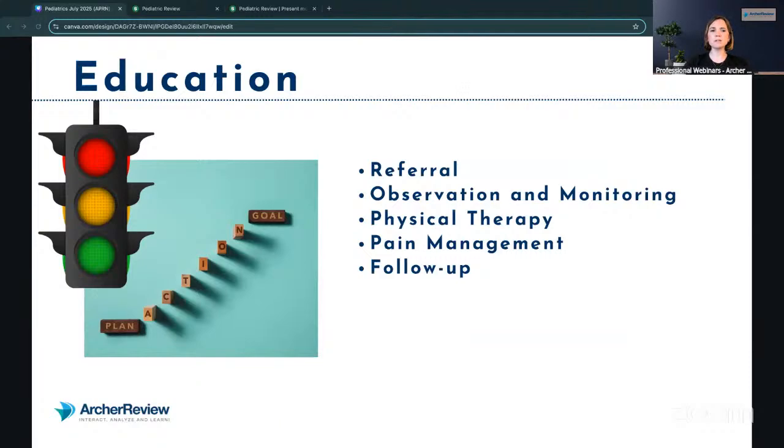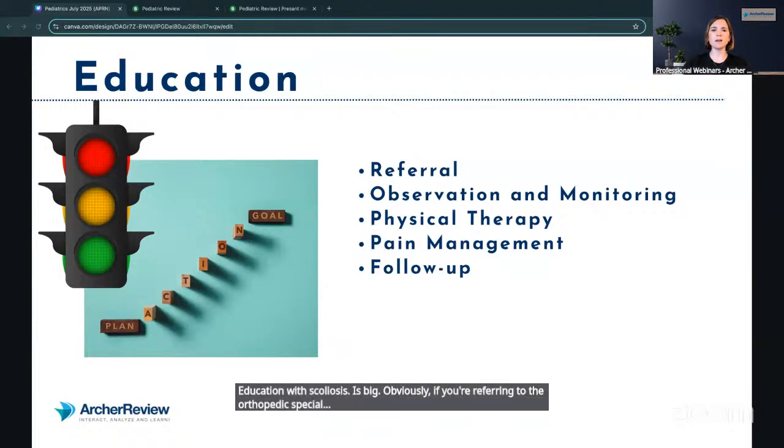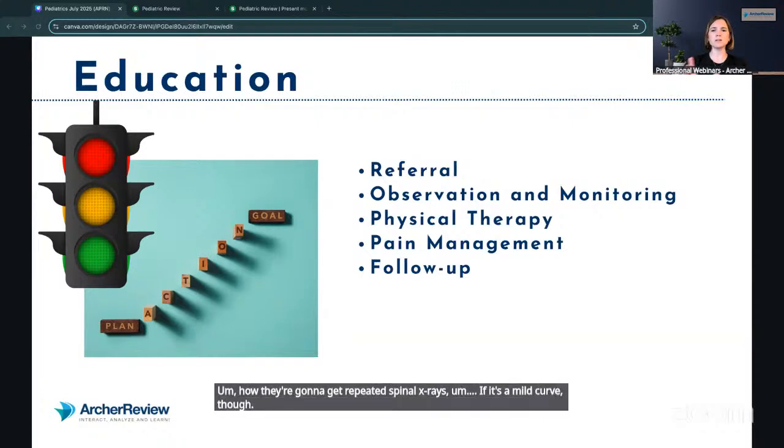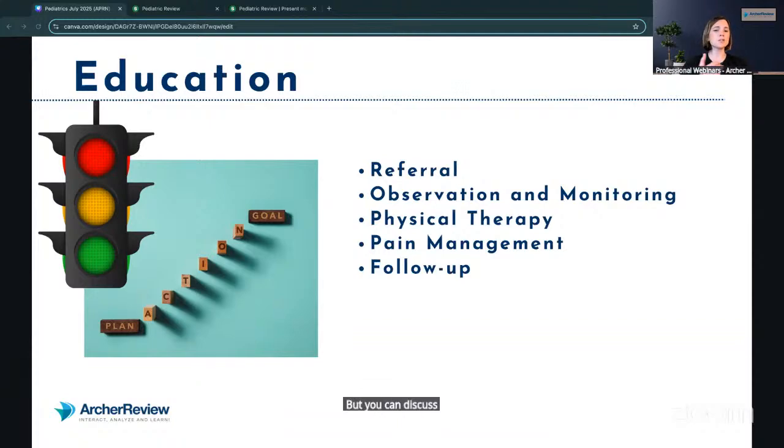Education with scoliosis is big. Obviously, if you're referring to the orthopedic specialist for bracing, you can let them know how often they're going to be evaluated, how they're going to get repeated spinal x-rays. If it's a mild curve though, and since Sarah's in the early stages of puberty, no treatment is required for her right now, but you can discuss stretching, which is really good for scoliosis, and strengthening.